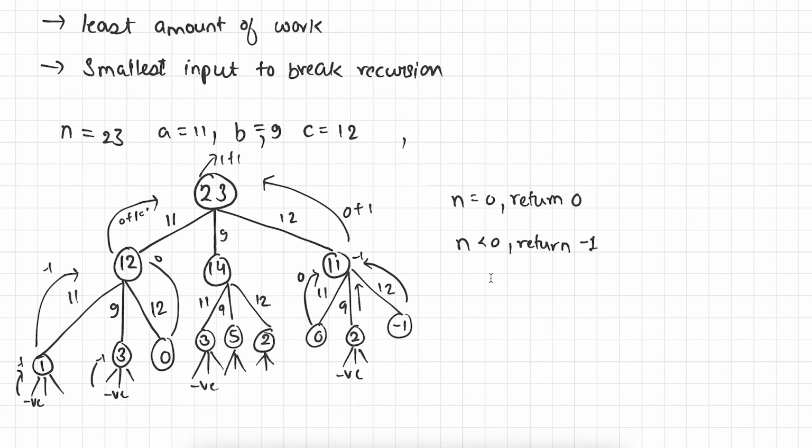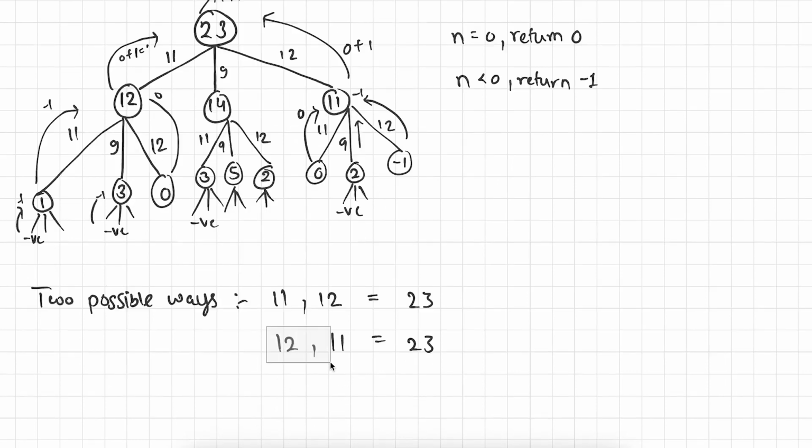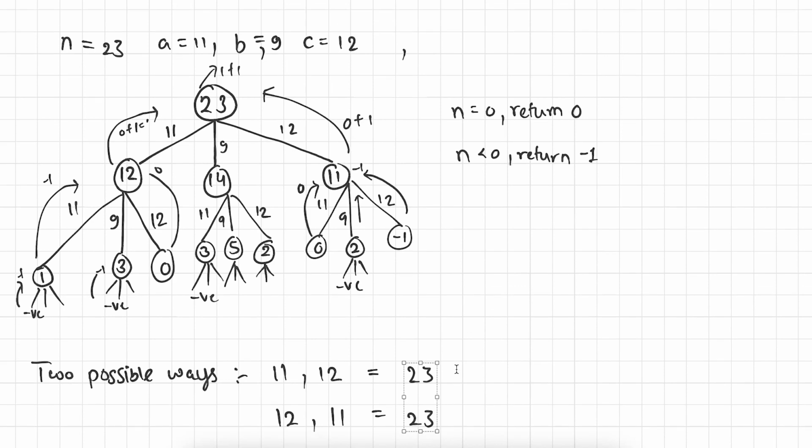So this means the approach is correct. And practically also you can see that there are only 2 possible ways to cut this rope. Either you make a first cut of size 11 and then 12, or you make the first cut of size 12 and then 11. In both cases you get 23. This means you are left with a rope whose size is 0.